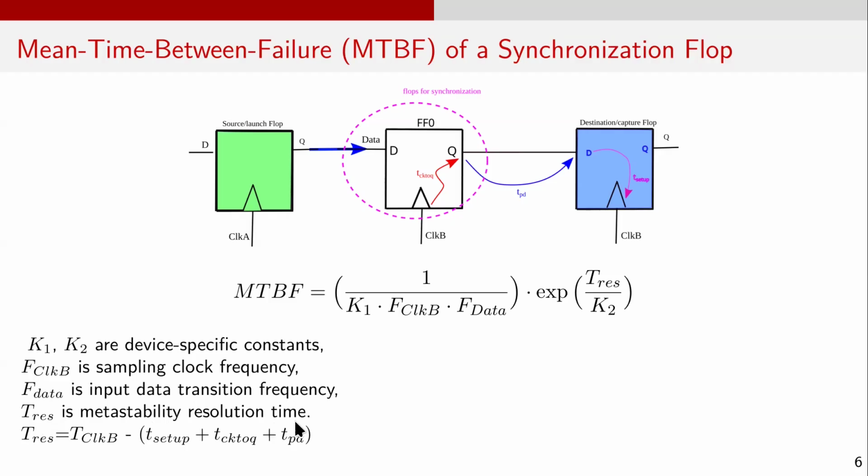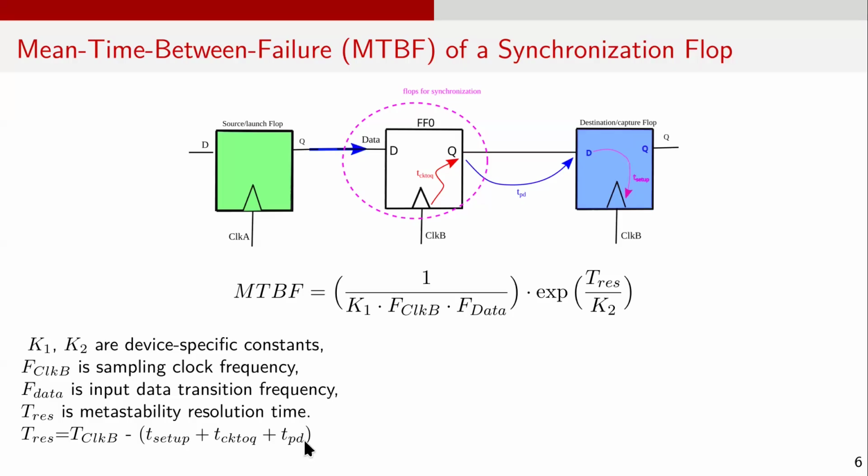This parameter essentially represents how much time is available for the flop to resolve or settle the metastability condition. T resolution can be calculated as T clock B minus T setup plus T clock to Q plus TPD. Over here, T clock B is the period of the destination domain clock. T setup is the setup time of the destination flop. T clock to Q is the clock to Q delay of the synchronizer flop. TPD is the propagation delay through the wire from the synchronizer to the destination flop.